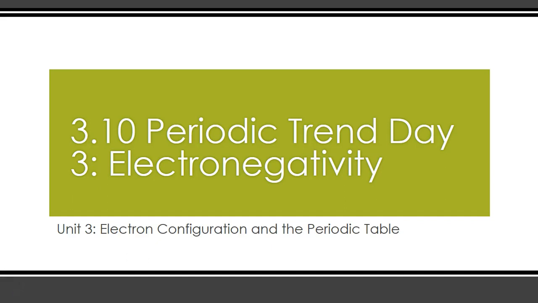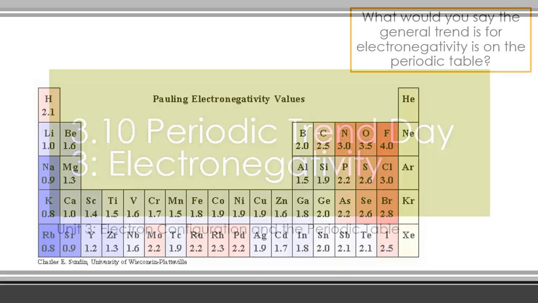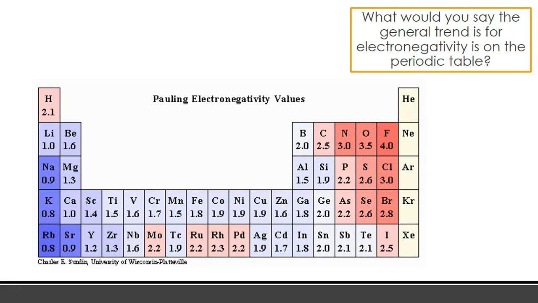This is our 3.10 video on periodic trends day 3, and this video is about electronegativity. So what I want you to do is take a look at these Pauling electronegativity values for each element on the periodic table. The question is, what would you say is the general trend for electronegativity by just looking at these values on the periodic table? And then we'll talk about what is electronegativity.